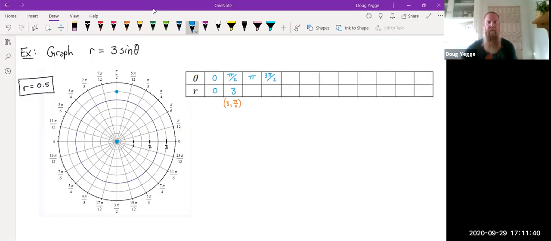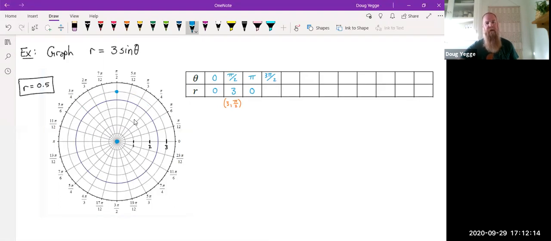Now if we go to pi, at the angle of pi, sine of pi is 0, so we're now back to 0. So let's think about what that means. It means that I started at the pole, and as I rotated around, my point at pi over 2 became 3, but then by the time I got back down to pi, my answer came back to 0 again. So we don't know what this graph looks like other than these 2 points, but that's what we're seeing so far.